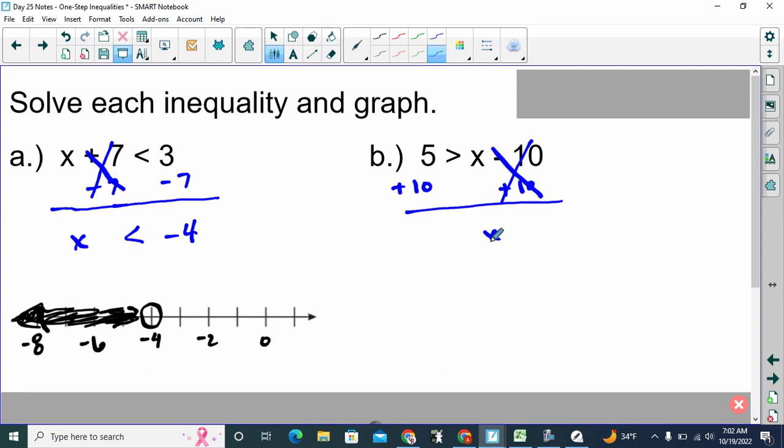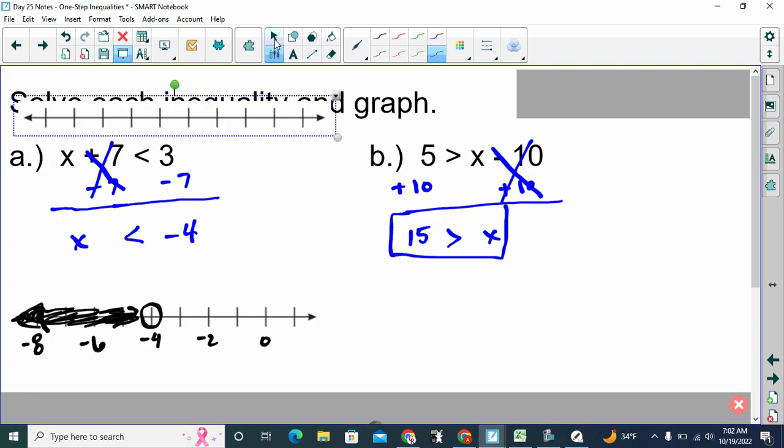My x comes down. 5 plus 10 is 15. Every step, we should decide if we should flip our inequality or not. In this case, I added 10 on both sides. We only flip our inequality if we multiply or divide both sides by a negative number. We did not multiply or divide. Therefore, x is less than 15, or 15 is greater than x is our solution.